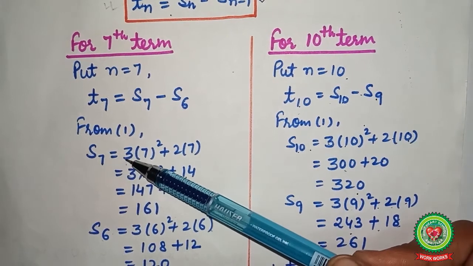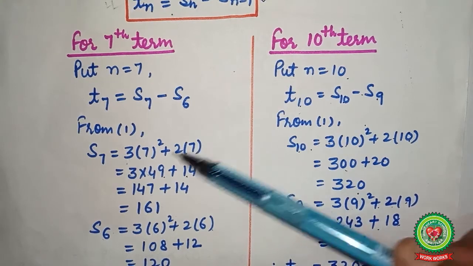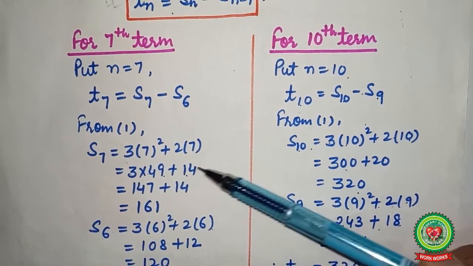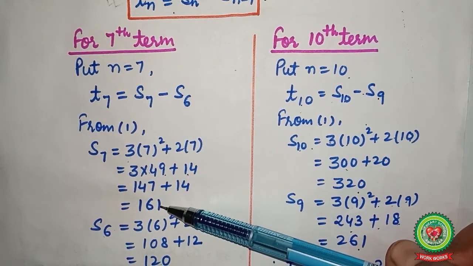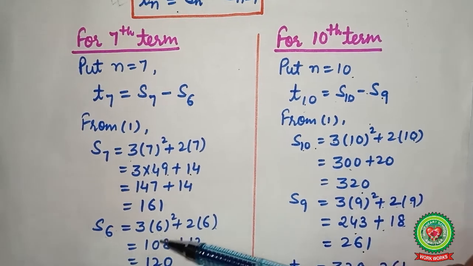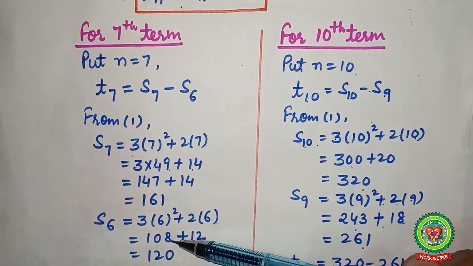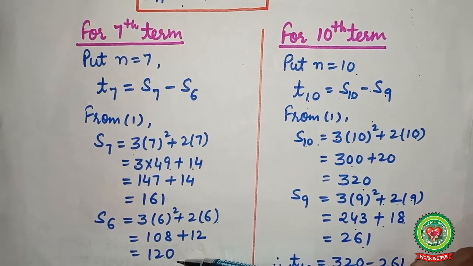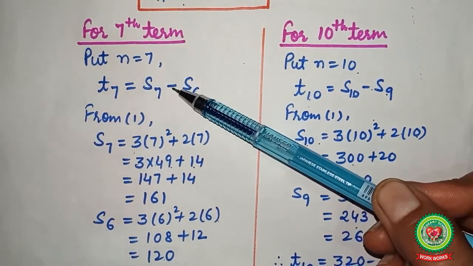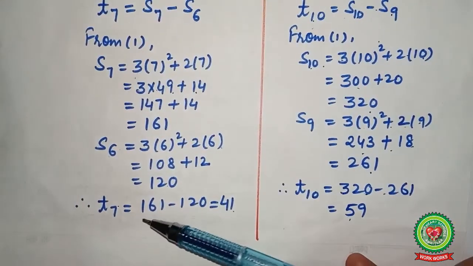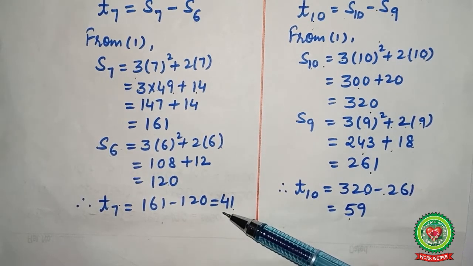S7 is equal to 3 into 7 square plus 2 into 7. So it is 3 into 49 plus 14. 147 plus 14 is equal to 161. Similarly, for n is equal to 6, it will become 3 into 6 square plus 2 into 6, that is 108 plus 12 is equal to 120. Put the value of S7 and S6 here, we get T7. So T7 is 161 minus 120 is equal to 41.